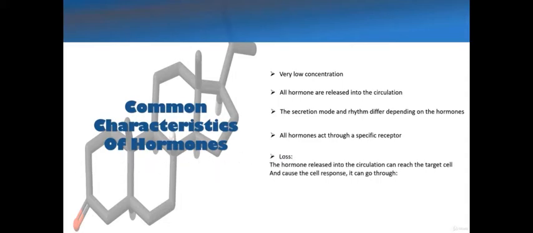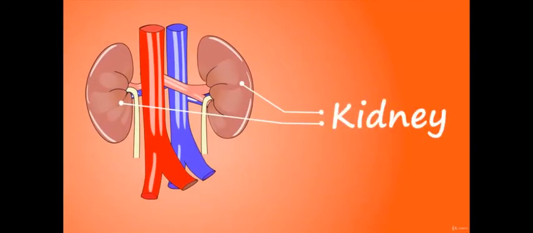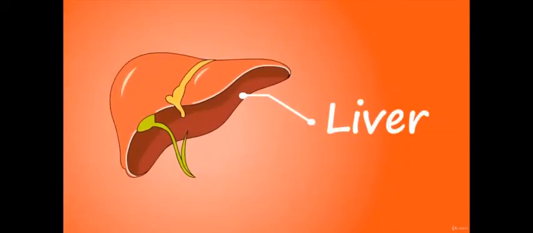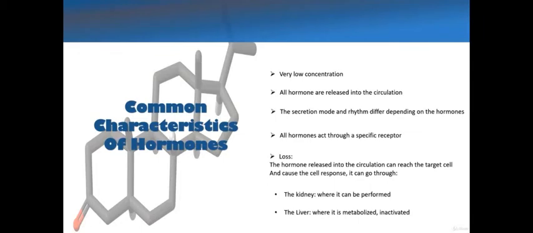When it comes to loss, the hormone released into the circulation can reach the target cell and cause the cell response. It can go through the kidney, where it can be eliminated, or the liver, where it is metabolized and inactivated, because of transformations which depend on the nature of the hormone. Certain hormones undergo, after hepatic transformation, a phenomenon of conjugation, which allows their renal elimination.